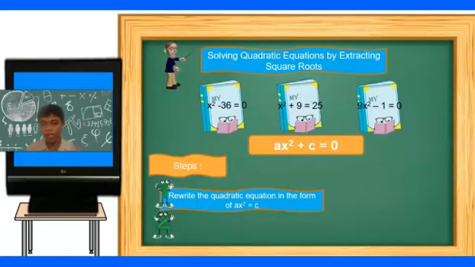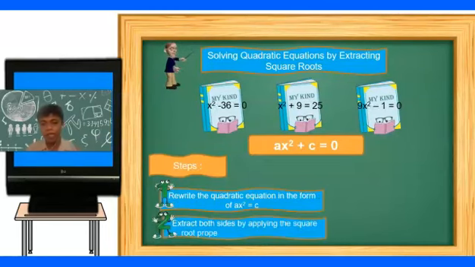Rewrite the quadratic equation in the form of ax squared is equal to c. Then, na yung pangalawang step. Extract both sides by applying the square root property to determine the root. So, kukunin natin yung square root ng left side and right side to determine the root.